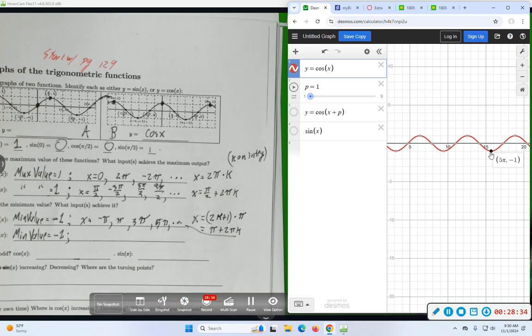Minimum value for sine. We got it to be -1. Let's see if the pattern holds up. Give me an x value that results in that minimum y value. I got negative pi over 2. 3 pi over 2.